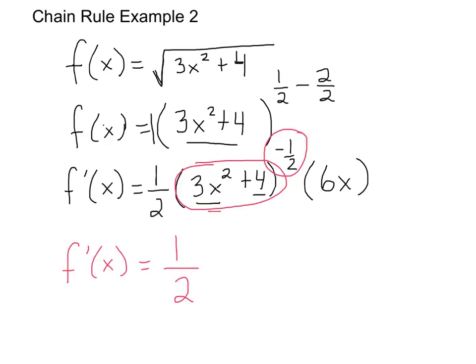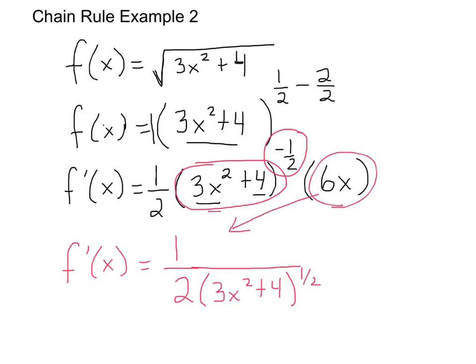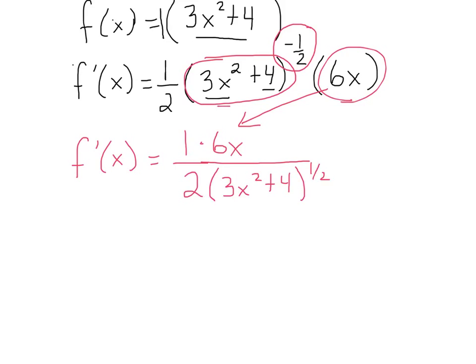When you have something that has a negative exponent, if you move it from the top to the bottom, it'll make that exponent positive. And so I'll have 3x squared plus 4 all to the 1/2 power. Now this 6x remains on top right here, so I'm going to put times 6x. Now we've still got a lot of work to do.